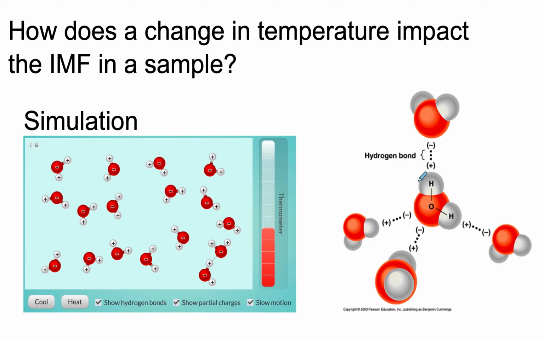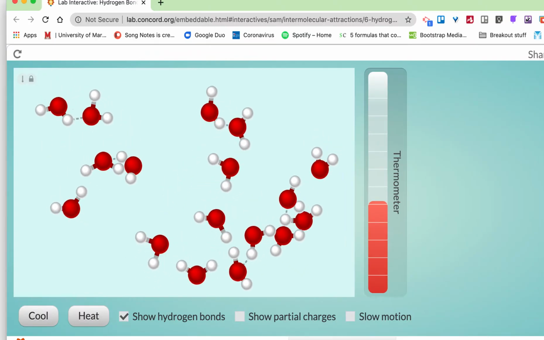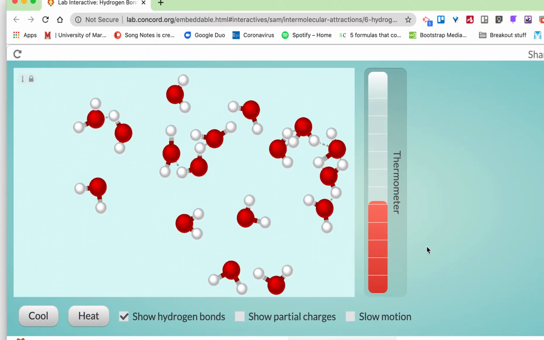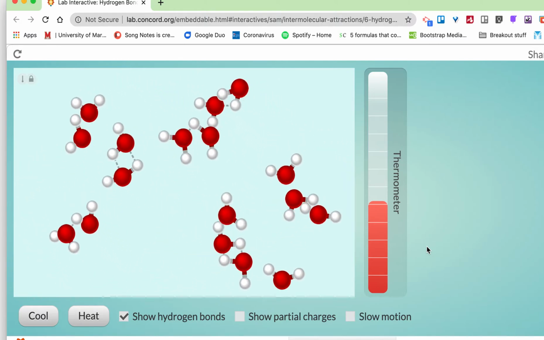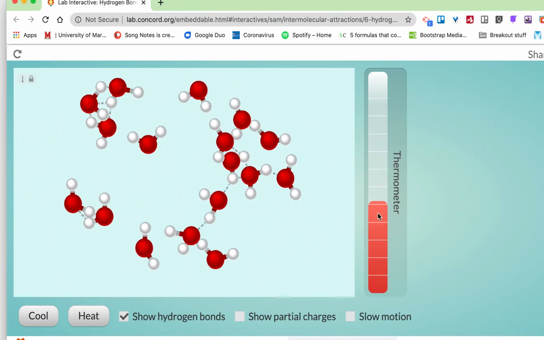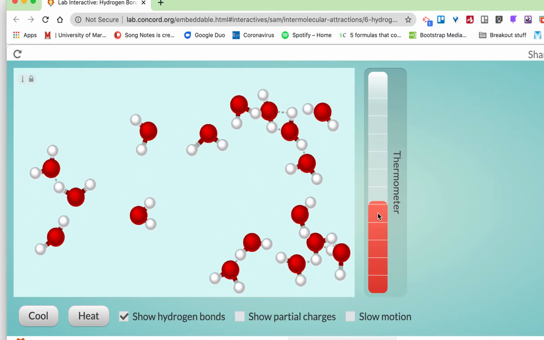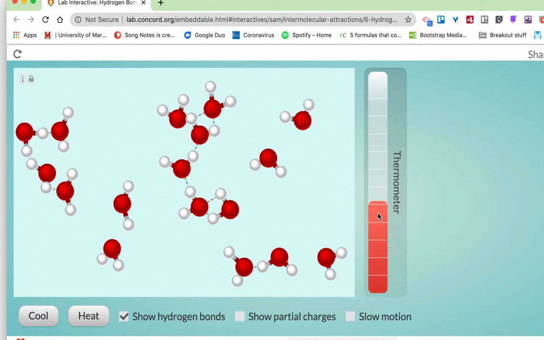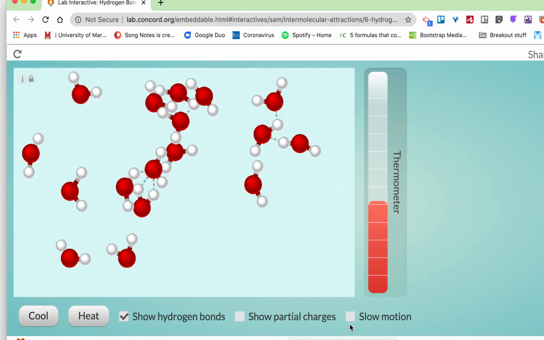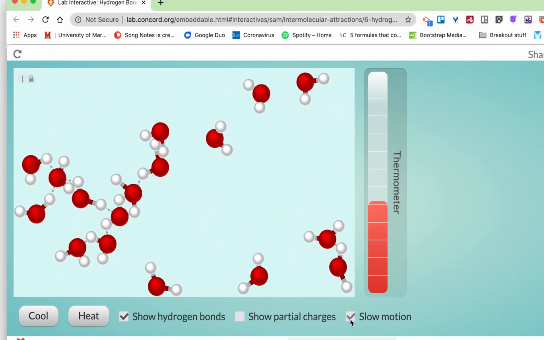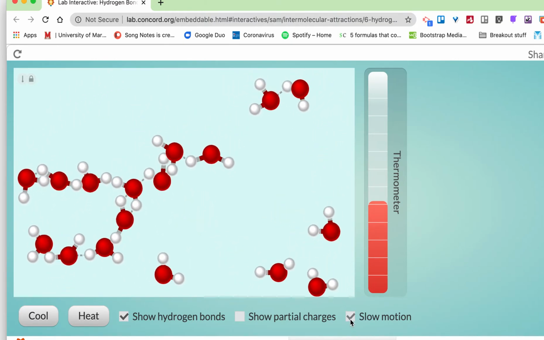Now, what we want to think about, and we're going to look at a little simulation here, is how does changing the temperature, remember temperature is the amount of energy something has, how does changing the temperature impact those intermolecular forces? So here are a bunch of water molecules, and they're at a certain temperature. I don't know what it is, but the thermometer shows us that. Now they're bouncing all over the place, and they're kind of hard to keep track of, so I'm going to slow them down.